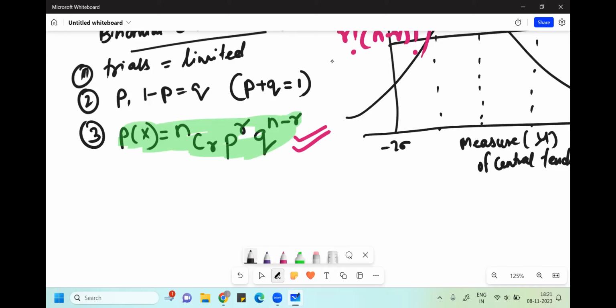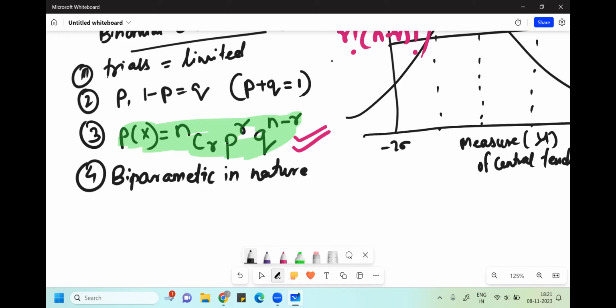Okay, so please remember, whenever you study binomial distribution, it is biparametric in nature, because biparametric means it has two parameters. One parameter is n, the number of trials you will do. The other parameter is p, the probability of getting a success. While when you study Poisson distribution, it would be uniparametric in nature.